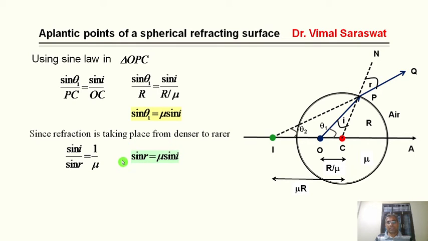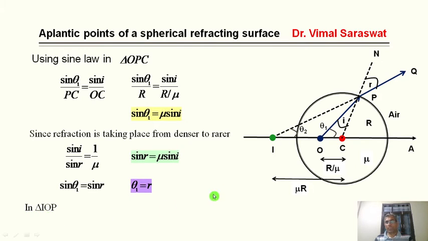So this is mu sine I equal to sine R, and this is mu sine I equal to sine theta 1. So by equating these two equations, we get sine theta 1 equal to sine R, or theta 1 equal to R. So we get theta 1 equal to R, means angle of refraction equal to theta 1.